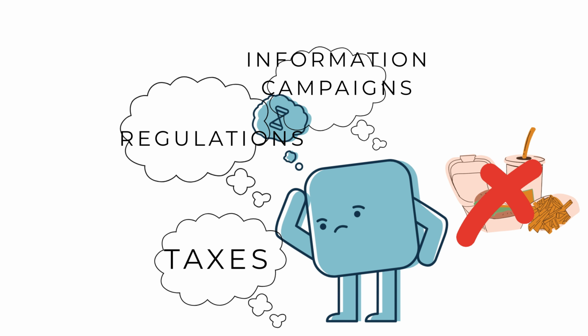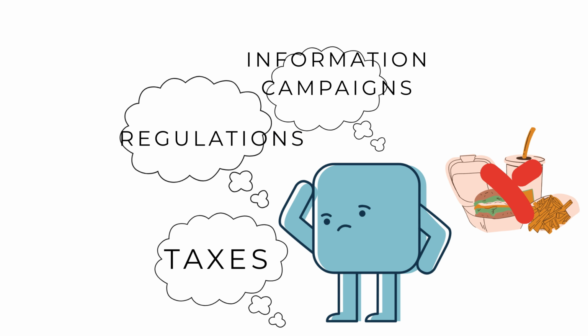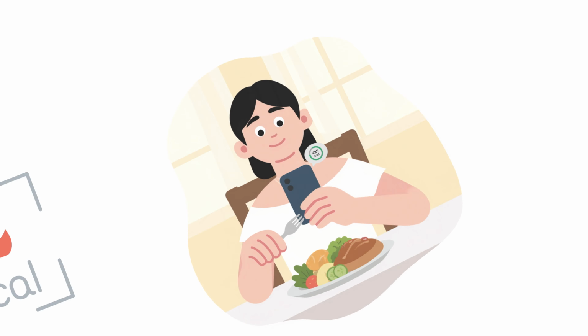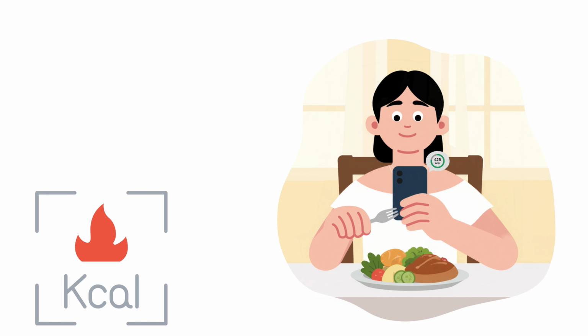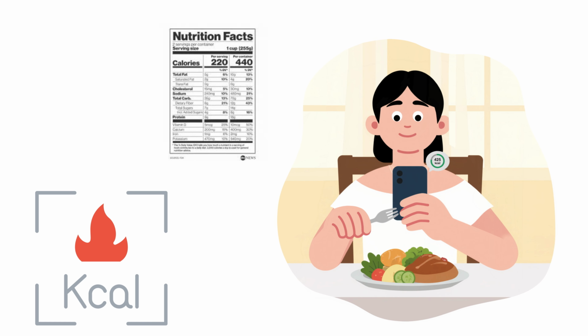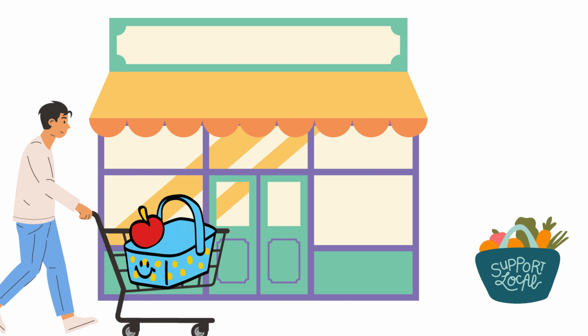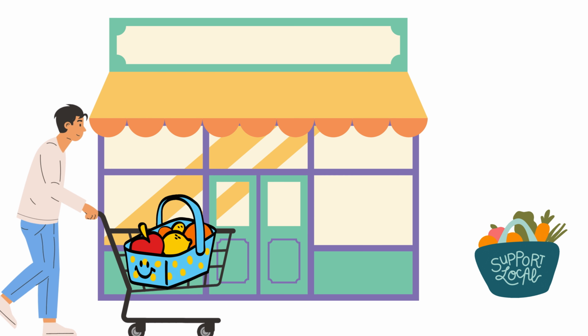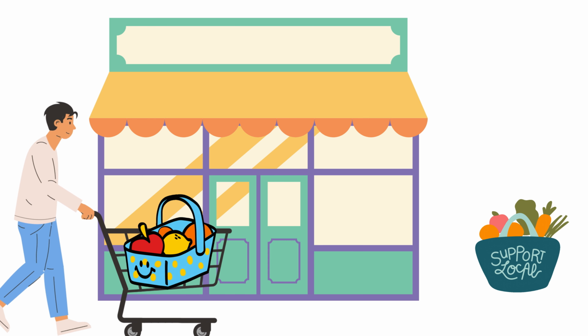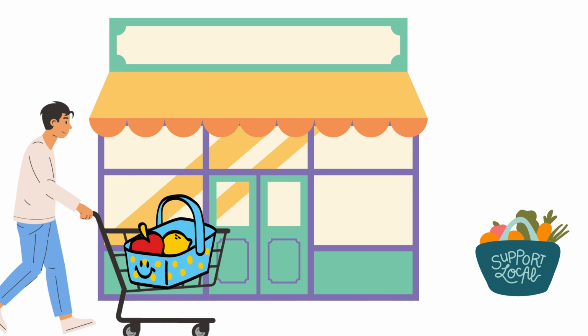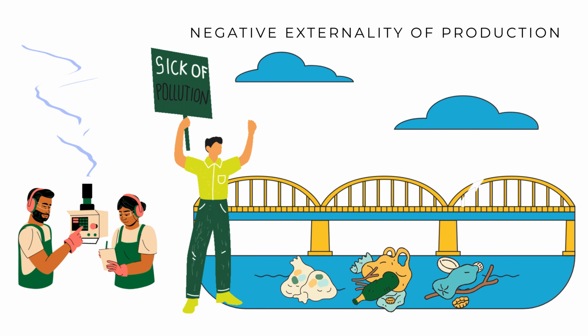Governments try to reduce the negative effects of junk food using taxes, regulations, and information campaigns. In Canada, this includes things like nutrition labels, calorie information on menus, and rules that limit junk food marketing to children. These policies help people make informed choices and discourage overconsumption, moving consumption closer to what is best for society.